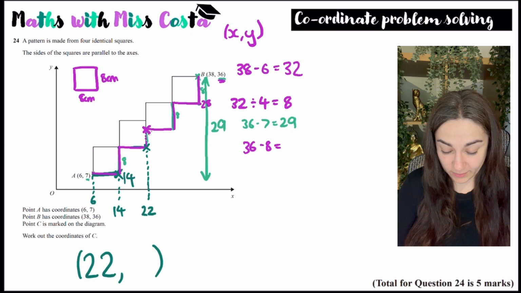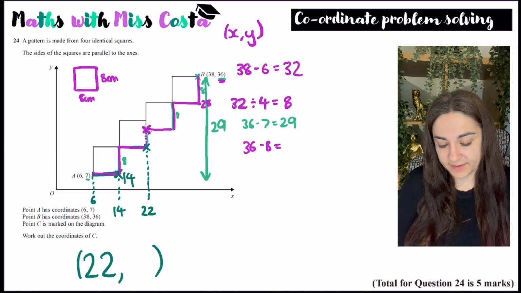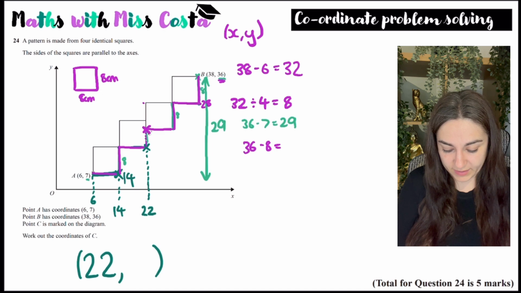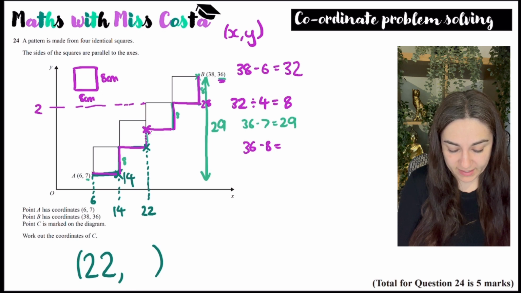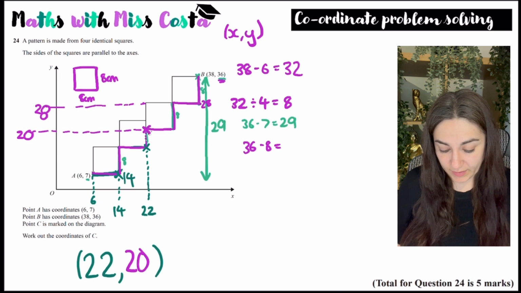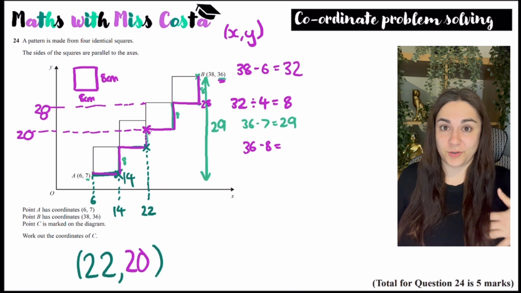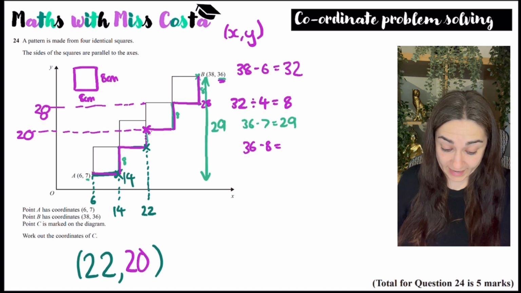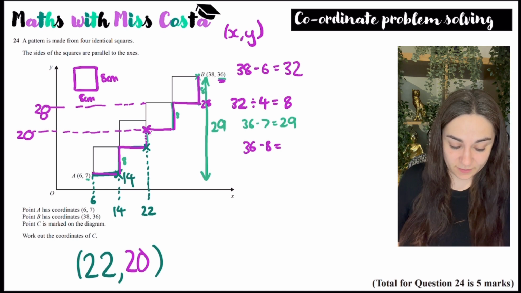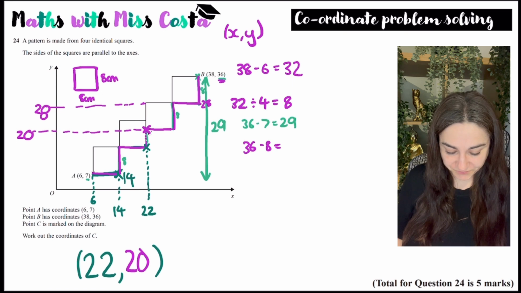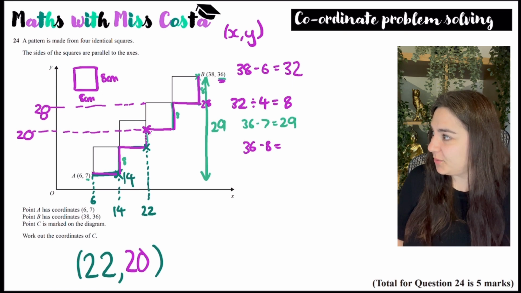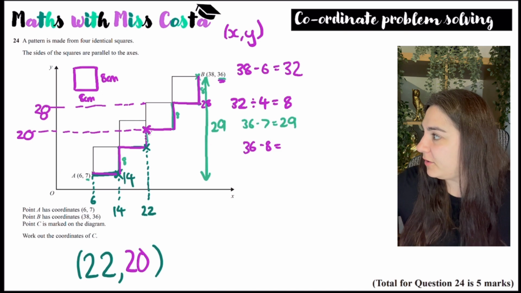Why am I finding it so hard to take away 8? 28. And then if I take away another 8 from that, that would give me this y value here, which would be 20. So even though this looks like a super difficult question, if we just apply our knowledge of the x-axis, the y-axis, and just a bit of division, we can figure out how to do something like this. So 22 and 20 would be how I would do that.